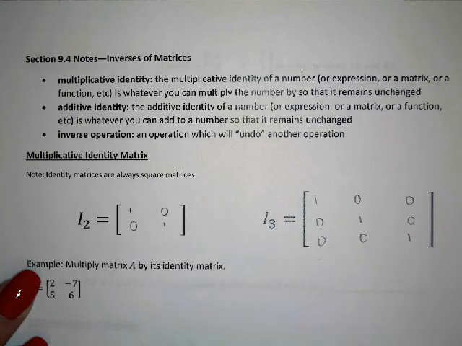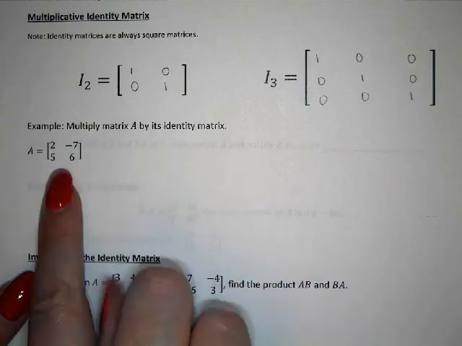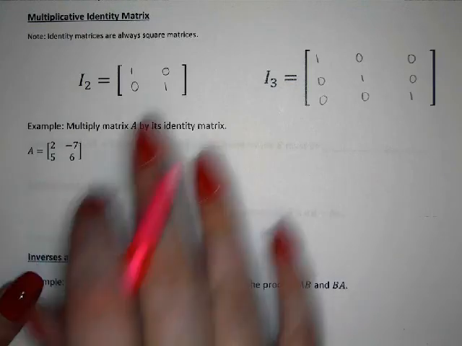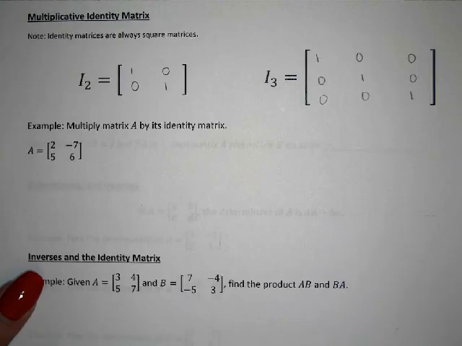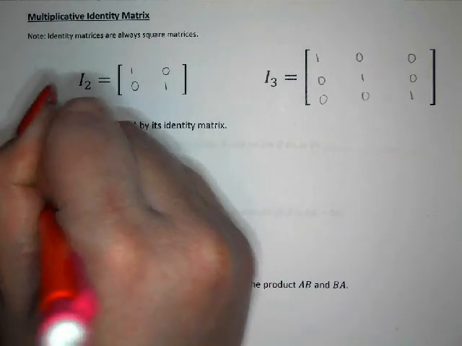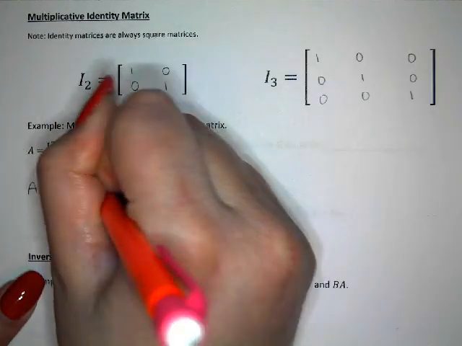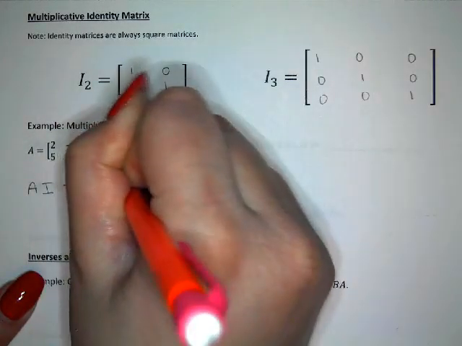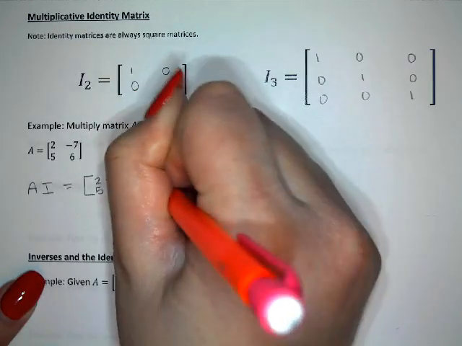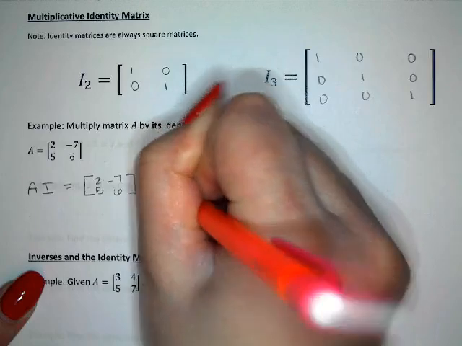So what I'm going to do next is multiply matrix A by its identity matrix, just to prove to you that if I multiply A by the identity, I'm just going to get A, because it's the multiplicative identity. It doesn't change the number, it doesn't change the matrix, it keeps it the same. So I'm going to do A times the identity first. So 2, -7, 5, 6, multiplied by 1, 0, 0, 1.